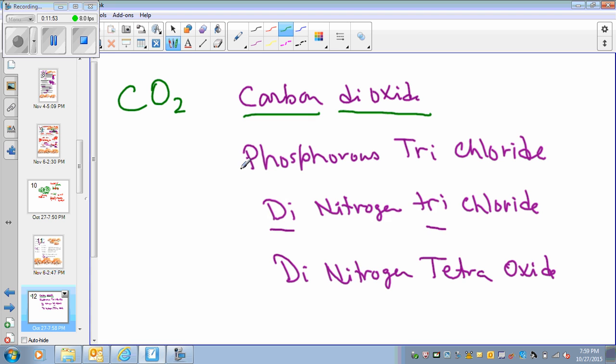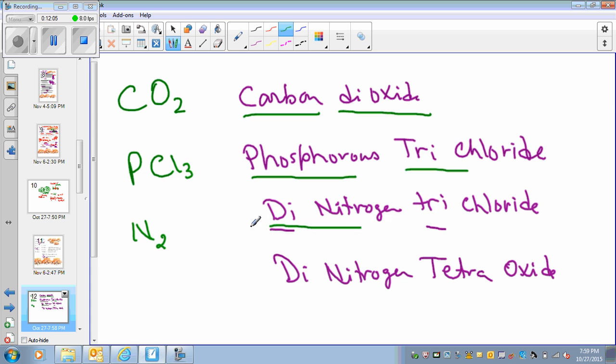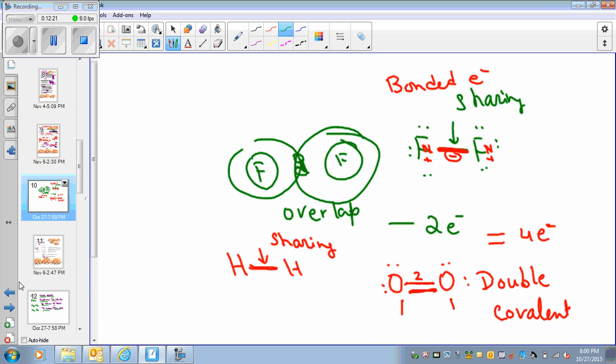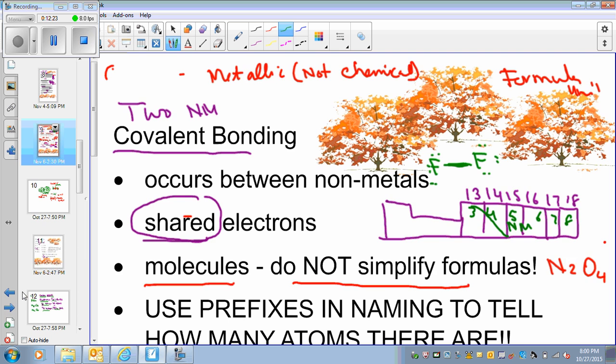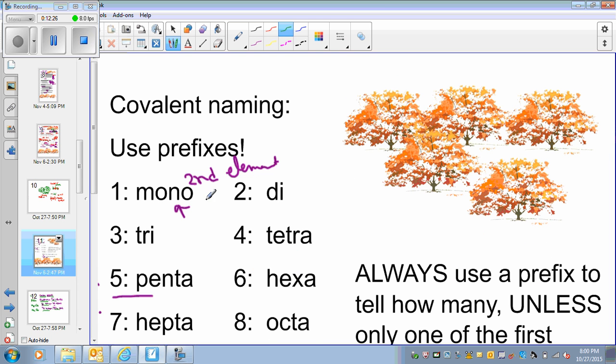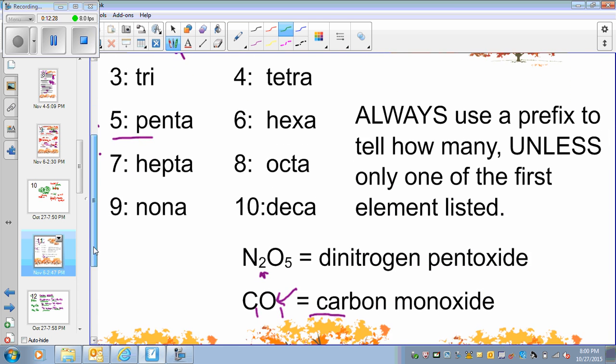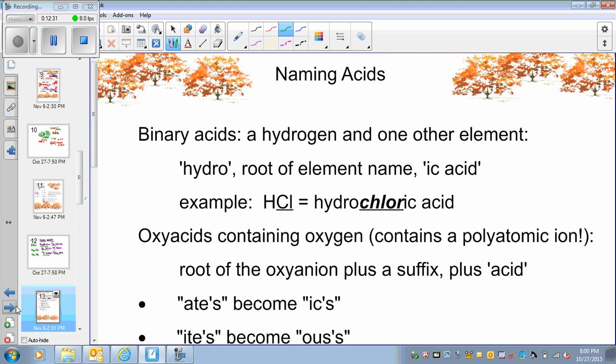So we don't crisscross it. Phosphorus is phosphorus. Trichloride means Cl3. Dinitrogen is N2 and trichloride means Cl3. Again dinitrogen N2 and tetroxide means O4. So there is no crisscross the way it was in ionic compounds. Covalent compounds are much simpler to name and to write formulas. You have to use prefixes. We do not simplify them. You just write as you read.